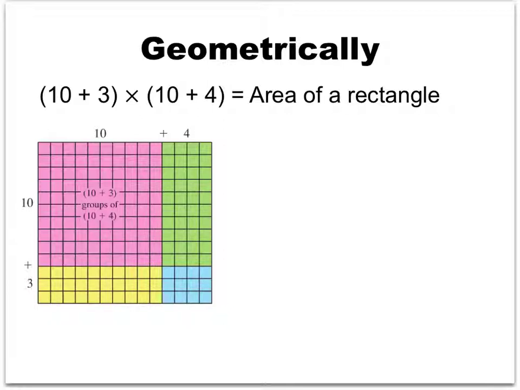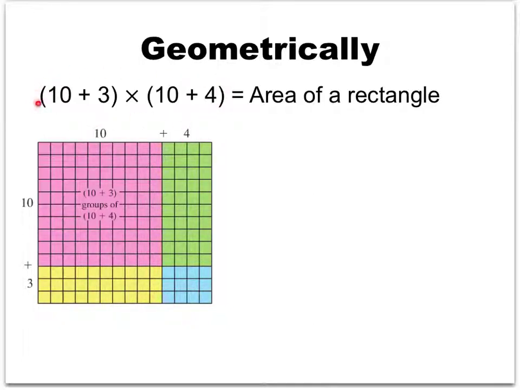Well, an explanation for the FOIL property that we just did, where we used the distributive property twice, might be a little bit abstract for some students. So let's look at a way that we can justify the distributive property geometrically. And geometrically, we're going to use ideas from last section where we talked about how we can use multiplication to find the area of a rectangle. So let's take this original expression, 10 plus 3 times 10 plus 4. We can think of that as representing the area of a rectangle. Specifically, that's a rectangle that has a height of 10 plus 3 and then a width of 10 plus 4.